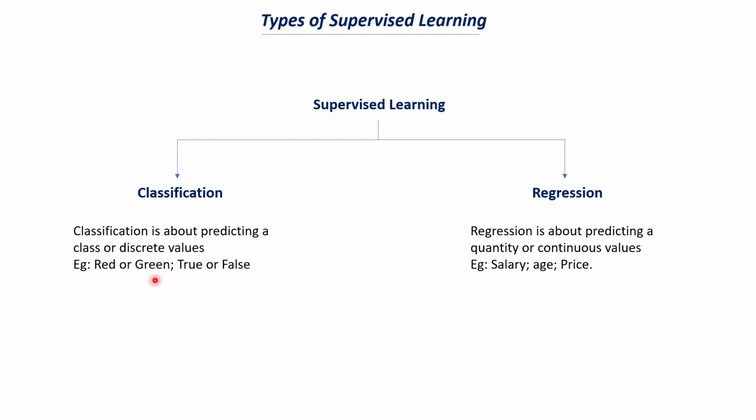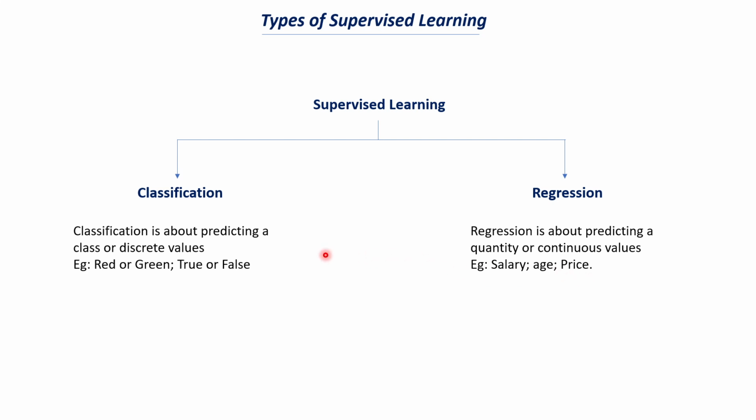Examples of classification are predicting whether an object is red or green in color, or true or false, or whether a person has diabetes or not. Whereas predicting the salary of a person, or age, or the price of a house or a car, these come under regression.